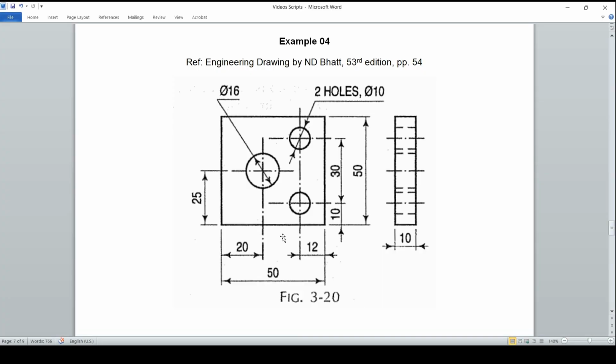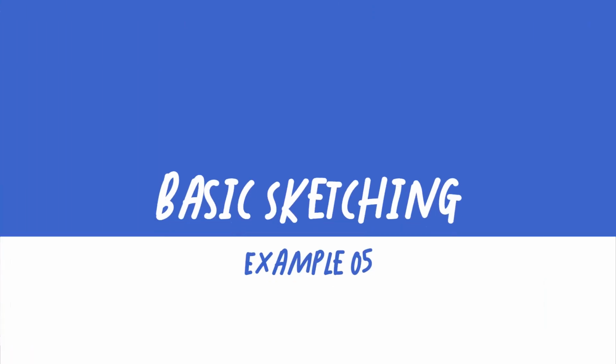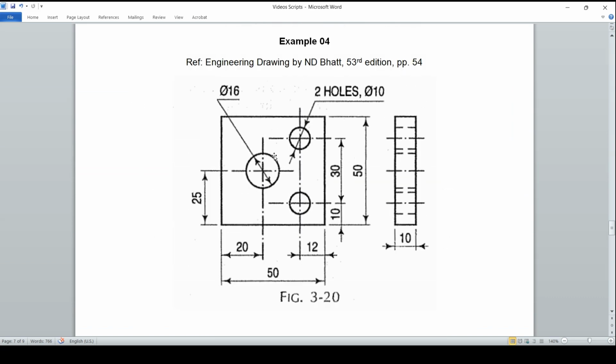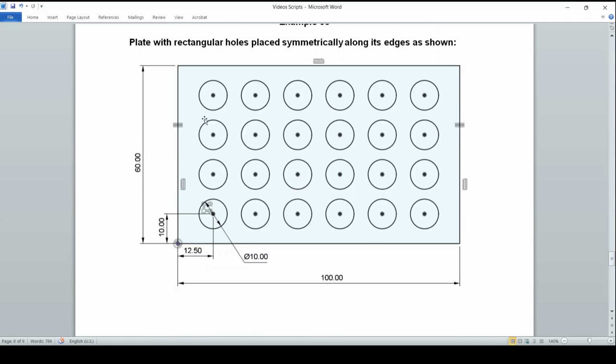Now move to another example. So in the previous example 4 we have only 3 holes in which 2 are aligned. Here we have a number of holes. If a number of holes are there, in that case we have to use some different features because we do not create these holes one by one manually.